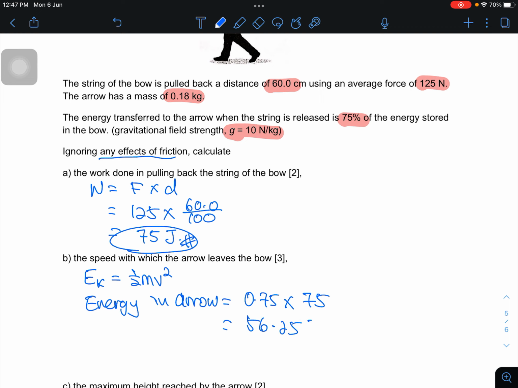Do I do any rounding off here? Please do not. This is not your final answer. This is just an intermediate answer, so do not tamper with this value. Just leave it as it is. So how do I find v? Use the formula above, EK equals half mv squared, find v.